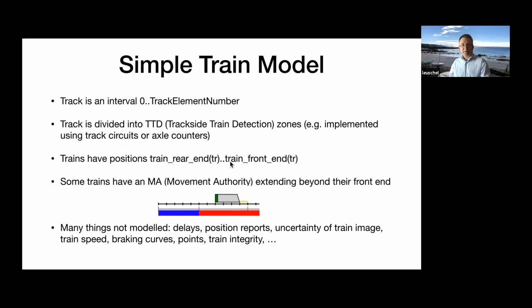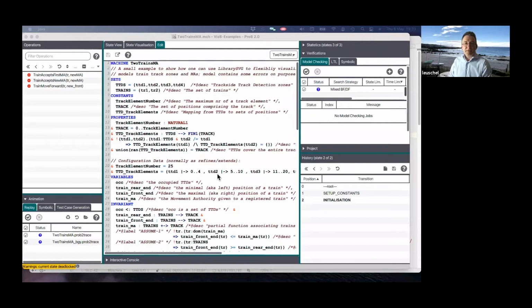And then some trains have a movement authority, so they have the permission to move on. What we'll model is just simple movement. It's a very simple model. It doesn't cover delays, and typically these trackside train detection zones will have delays. Typically there will be position reports and so on. So all that is ignored. So here you see that model. I haven't had time now to send that to a prover.